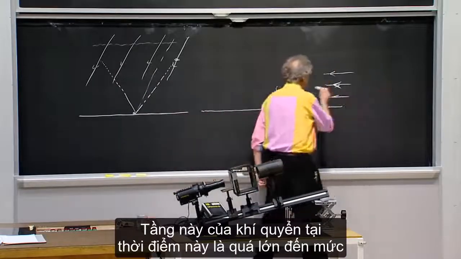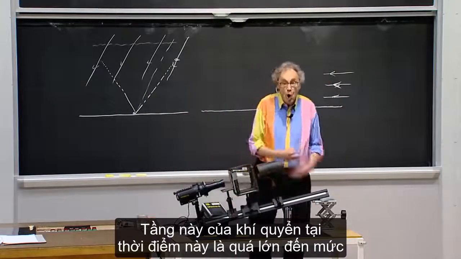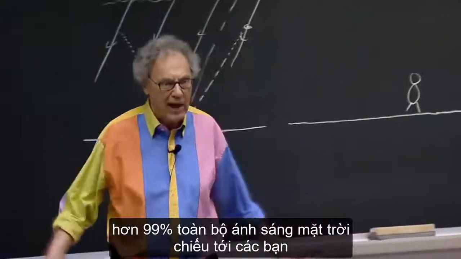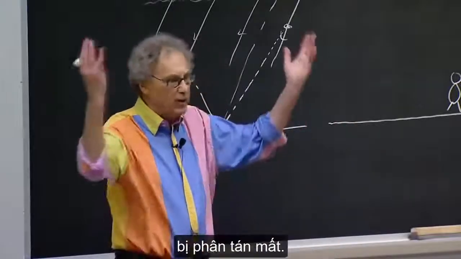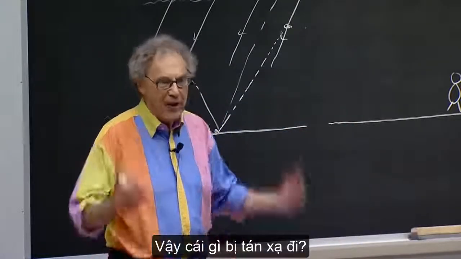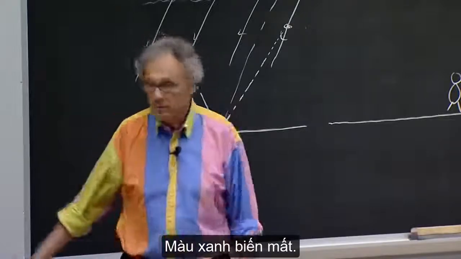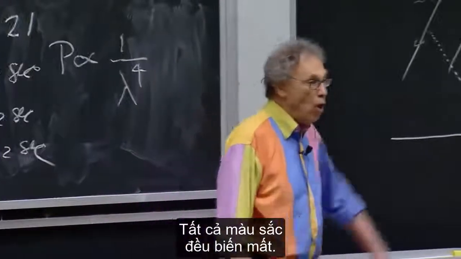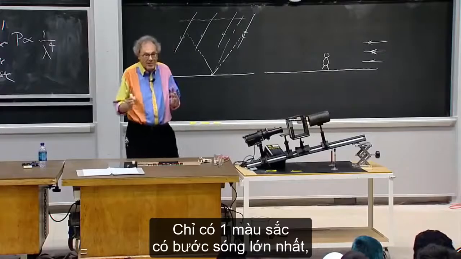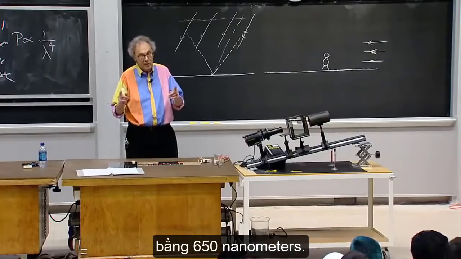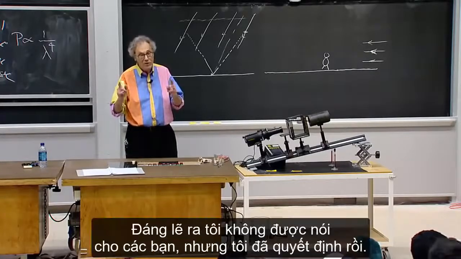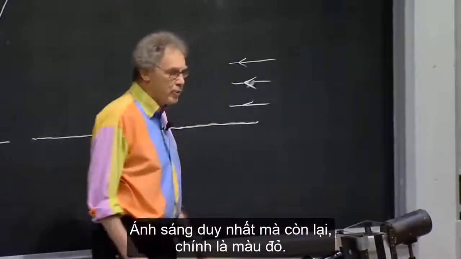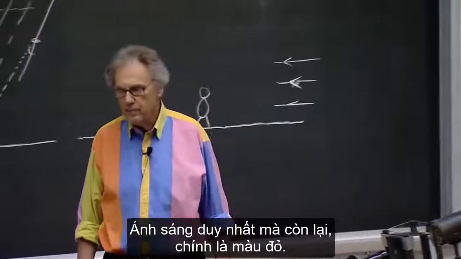This layer of atmosphere is now so enormously large that more than 99% of all the sunlight on the way to you is scattered away. So what is scattered away? The blue is gone. But if you look at 1 over lambda to the 4th, the green is gone. All colors are gone. There's only one color which has the largest wavelengths, which, by the way, is 650 nanometers. I wasn't supposed to tell you, but I decided. So the only light that makes it through to you is red.